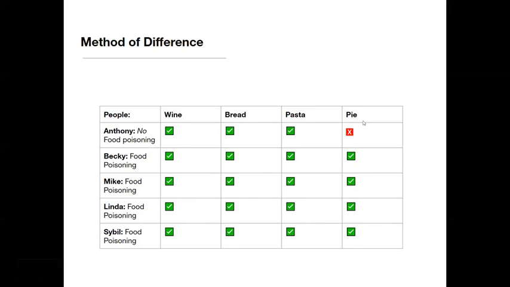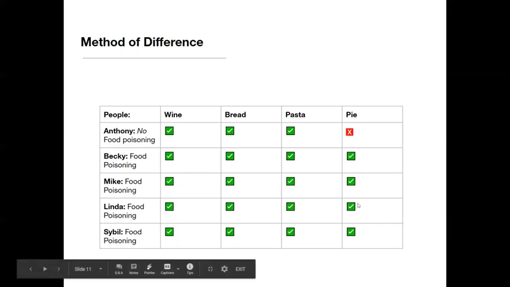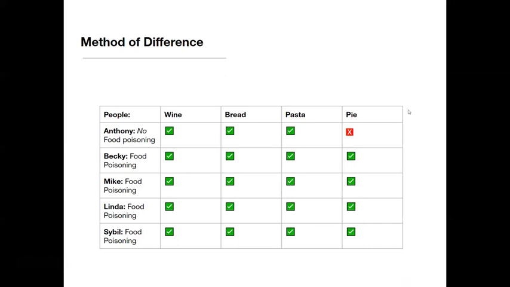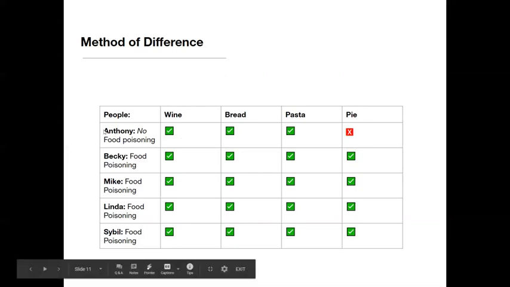Okay, so the method of difference would tell me, right, what's the one thing that's different from me, who's not getting sick, and the other people who did get sick. We would plausibly conclude that it's the pie, right? So we don't ask what we have in common, but what's different, such that I don't have food poisoning, but the rest of my family does.